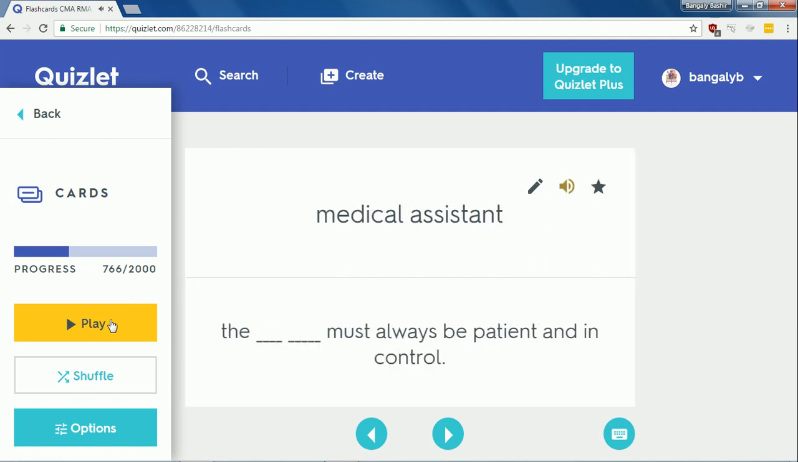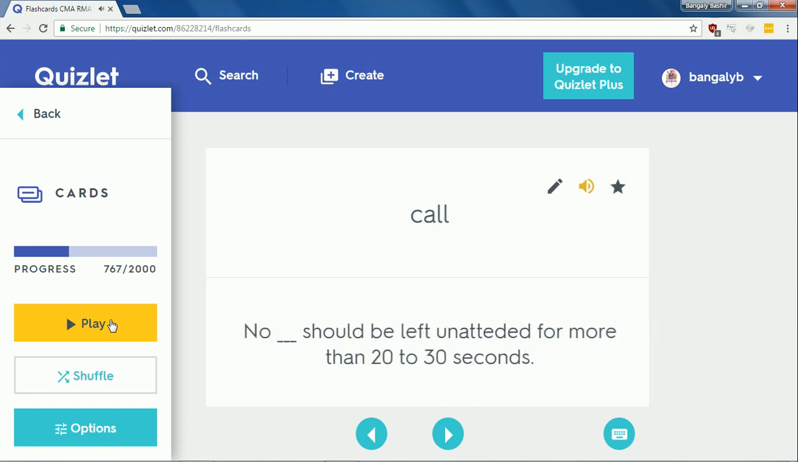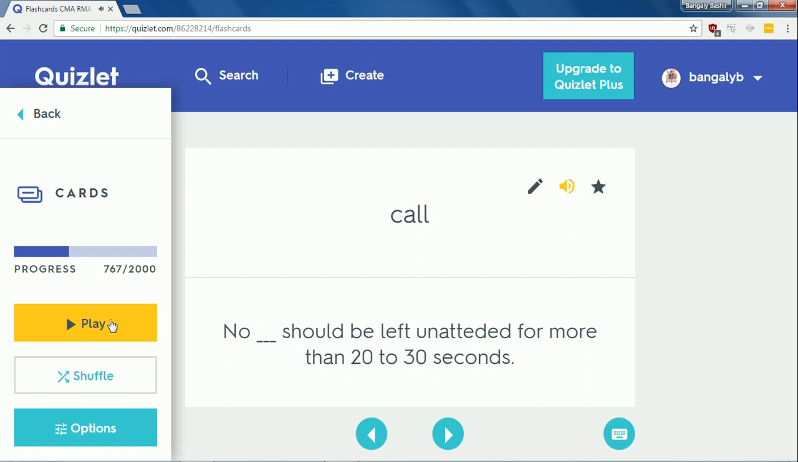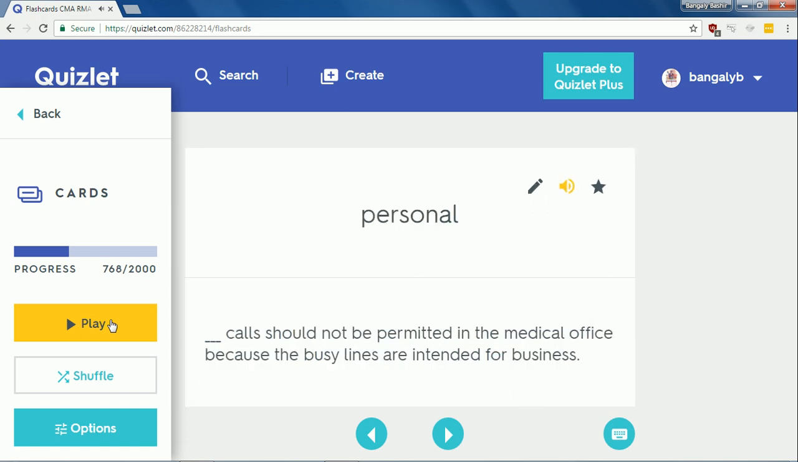Medical assistant. The medical assistant must always be patient and in control. Call. No call should be left unacted for more than 20 to 30 seconds. Personal. Personal calls should not be permitted in the medical office because the busy lines are intended for business.